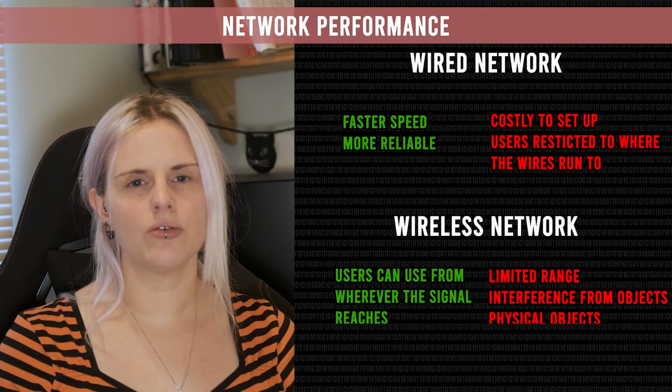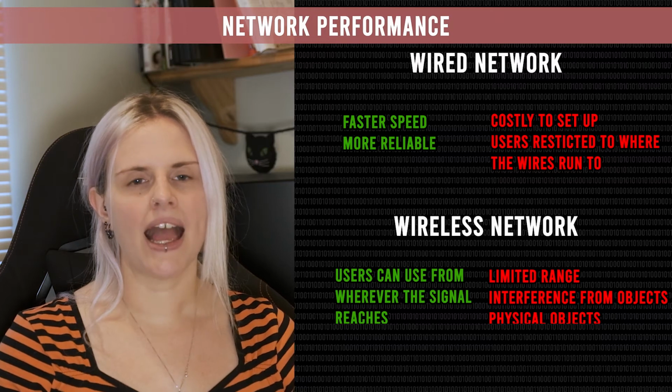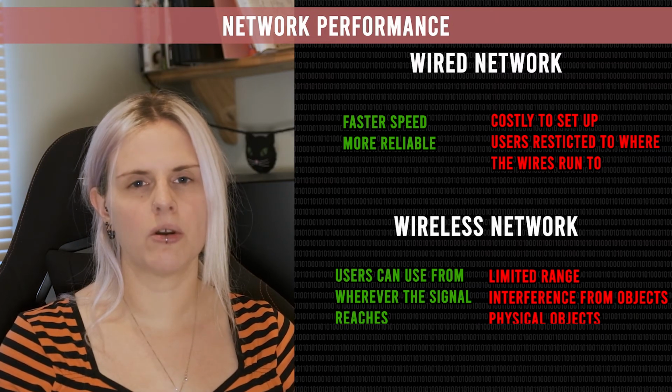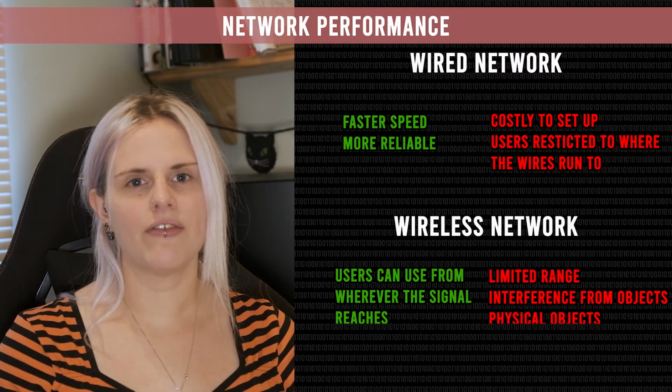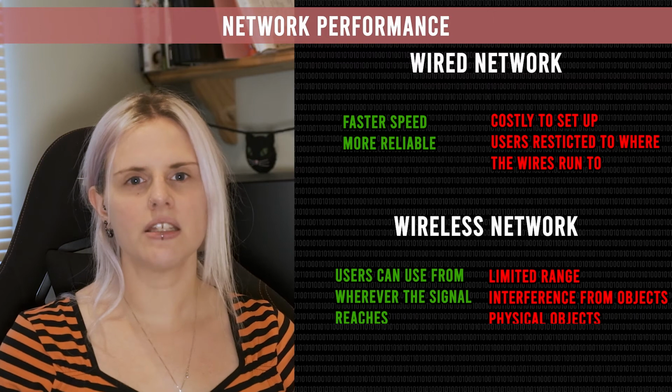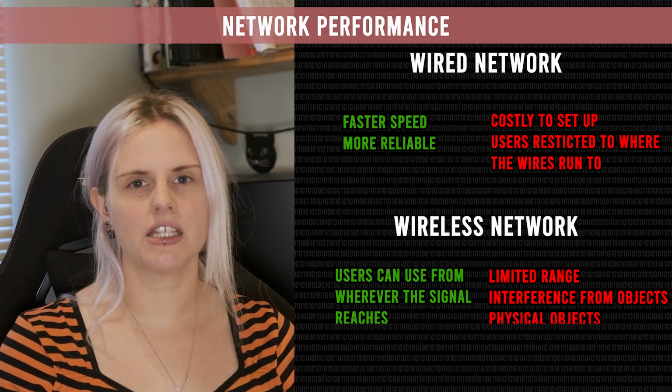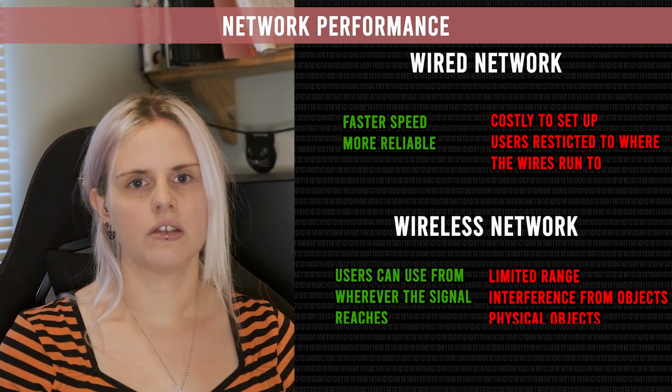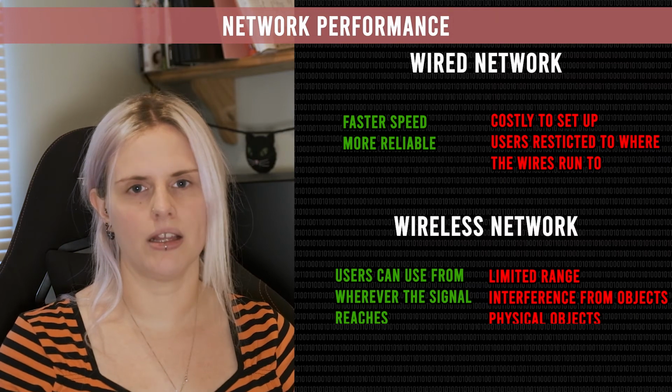How far the user is from the wireless hotspot also plays a big factor. If they're far away, the signal strength will be weaker, and this means that the network performance will be slower. Different devices that might be in the office or the workspace can also create interference. This can also slow down the performance of a wireless network.